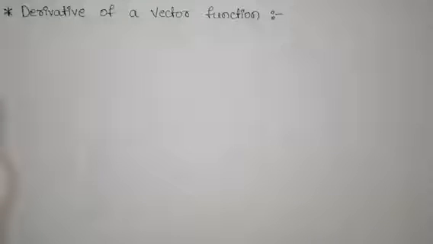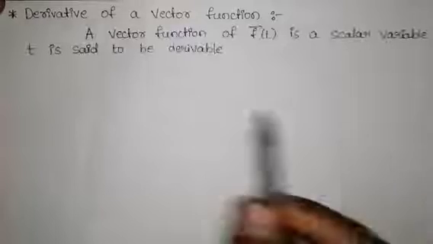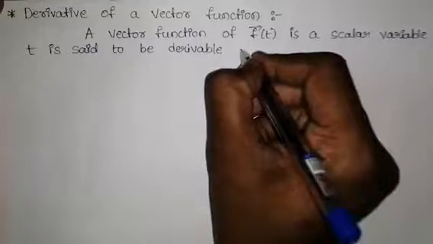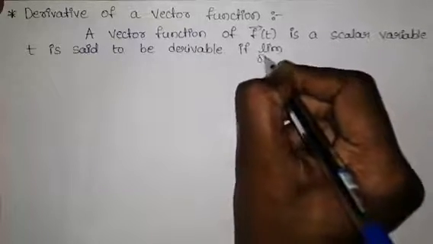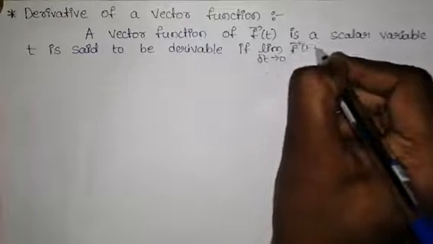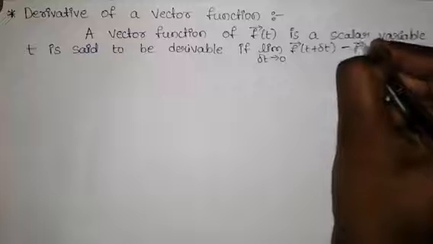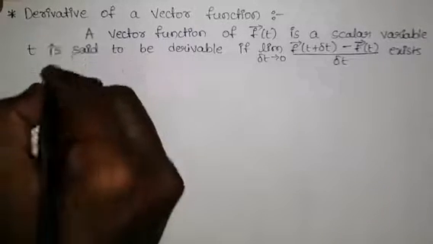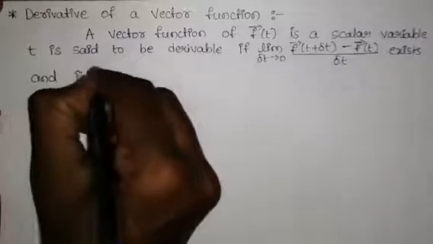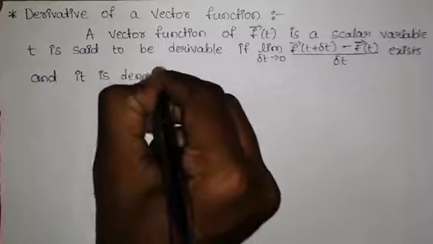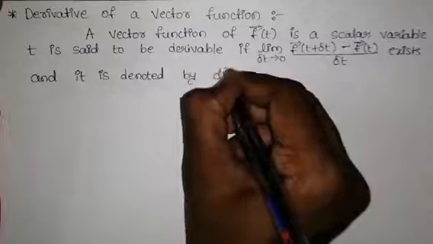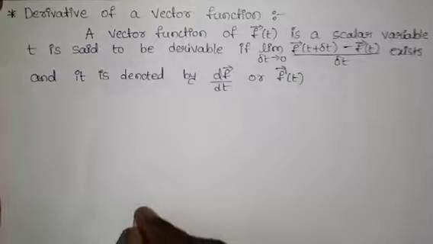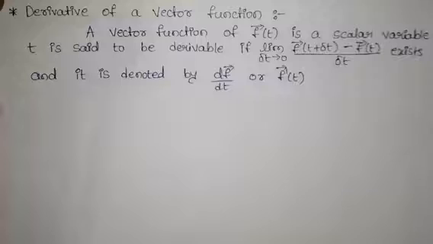Let us see the definition of derivative of a vector function. See here, a vector function vector f of t of a scalar variable t is said to be derivable if limit delta t tends to 0 of vector f of t plus delta t minus vector f of t divided by delta t exists, and it is denoted by vector df by dt or vector f dash of t. So this is our definition of derivative of a vector function.